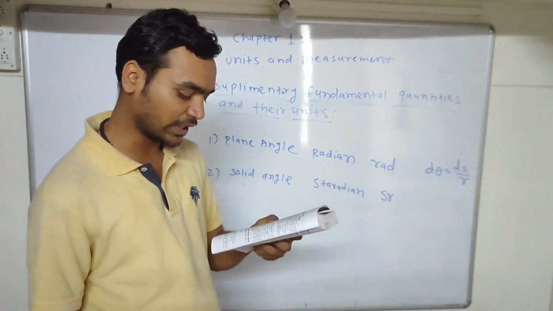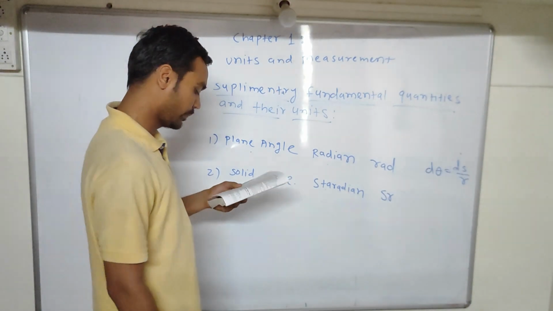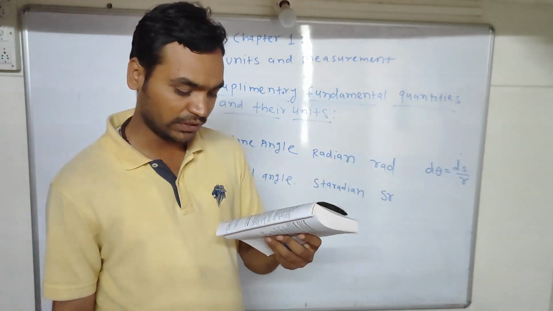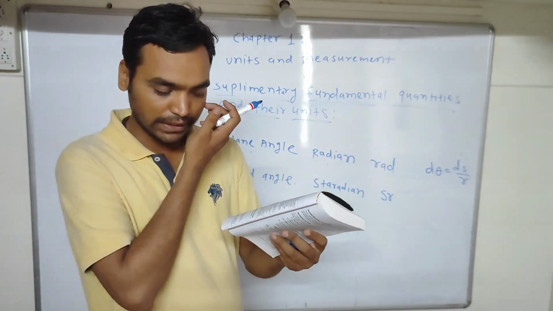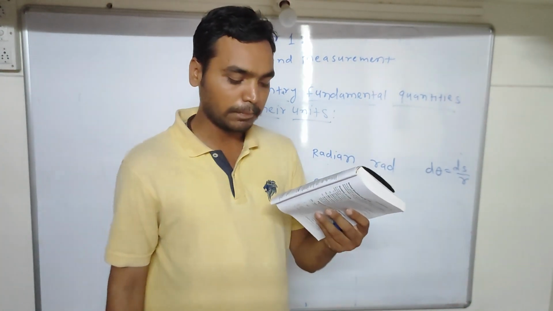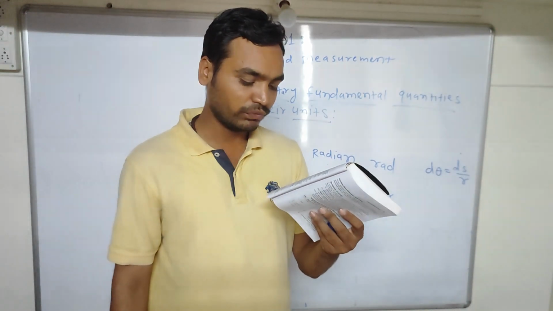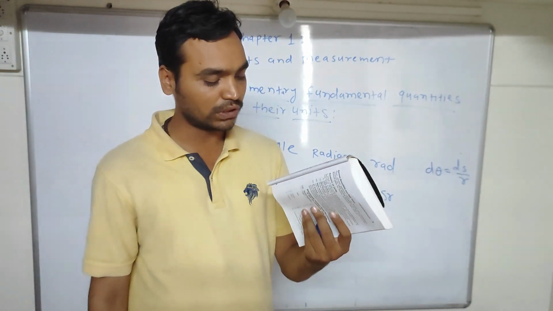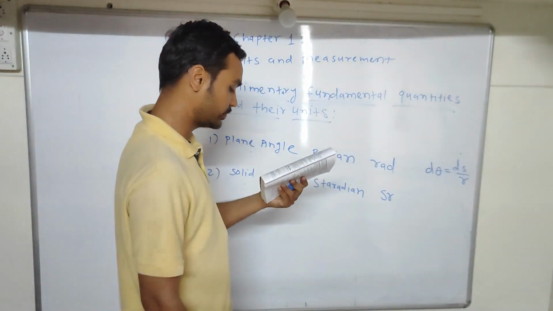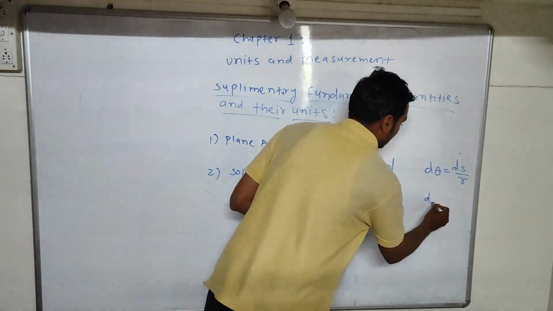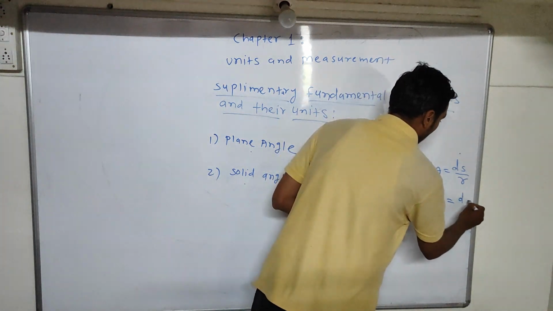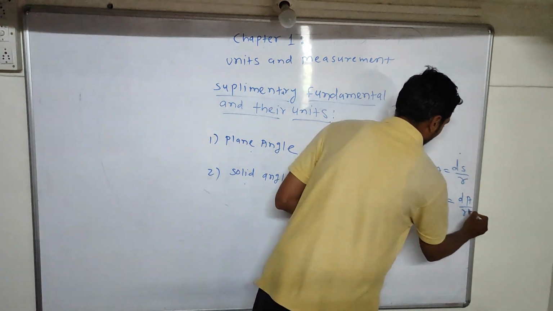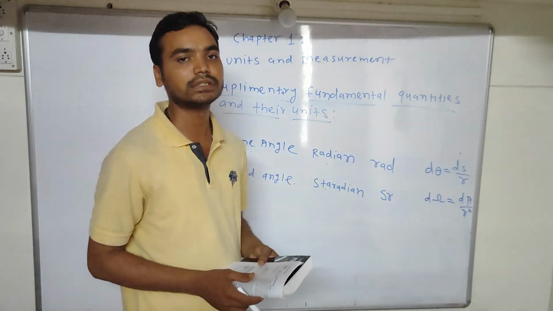Then what is steradian? Definition of steradian: 1 steradian is the solid angle subtended at the center of the sphere by the surface of the sphere which is equal in area to the square of the radius of the sphere, that is d omega is equal to dA by r square, right?